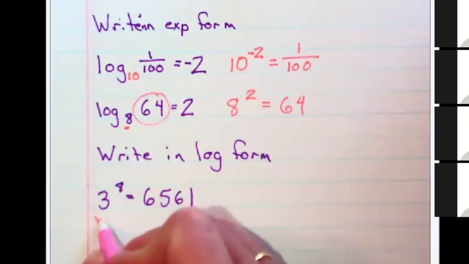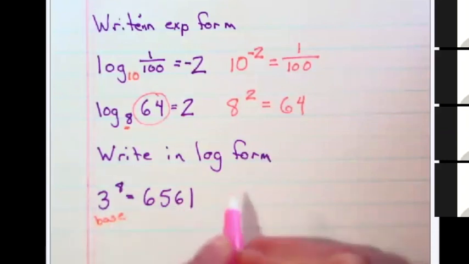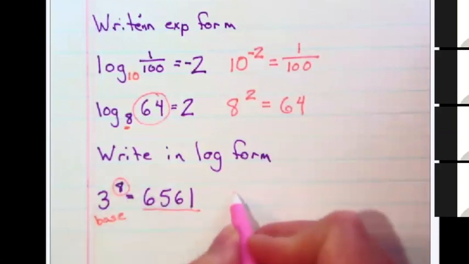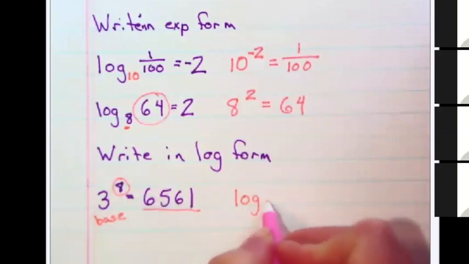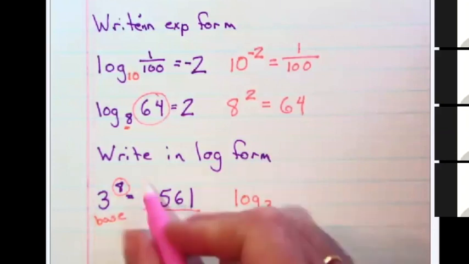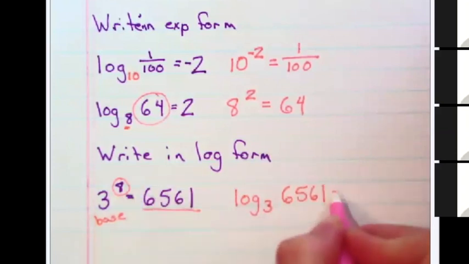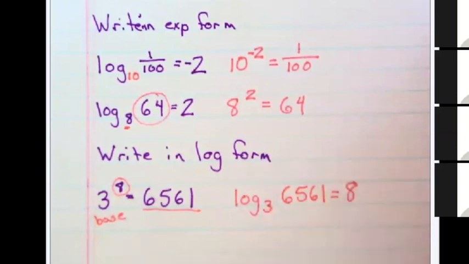So remember, this is the base, this is the argument, and this is going to be the answer. So log base 3 of this whole thing, 6,561, is equal to 8. So 3 to the 8th power is equal to that whole big number.